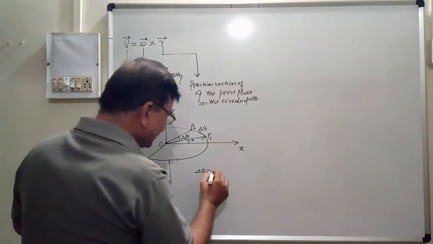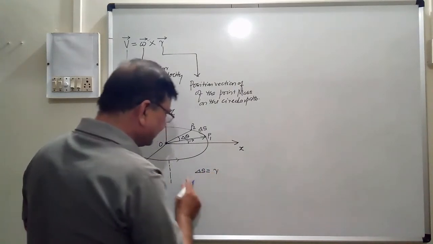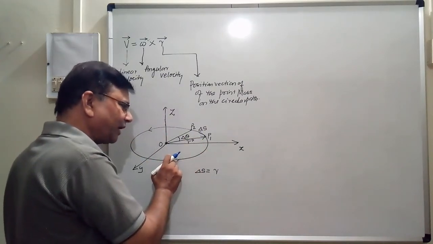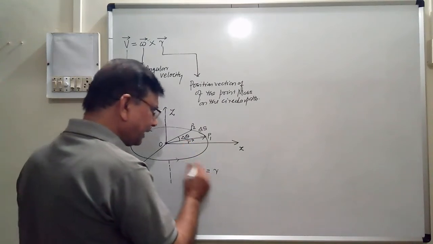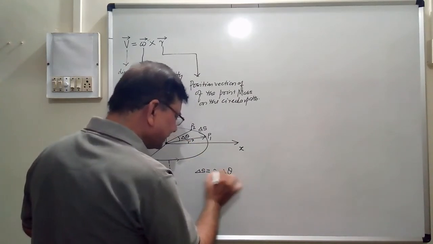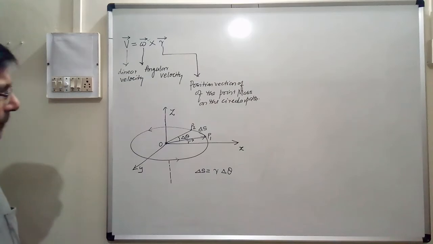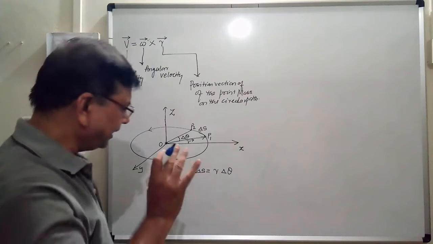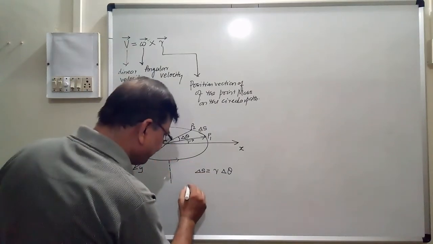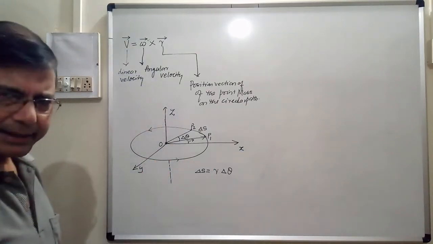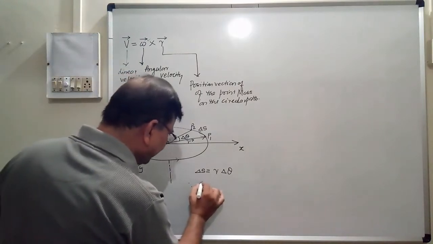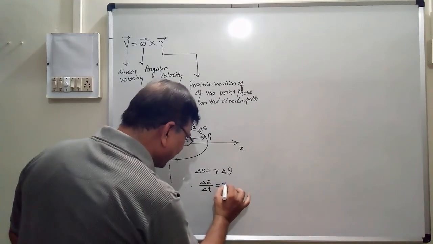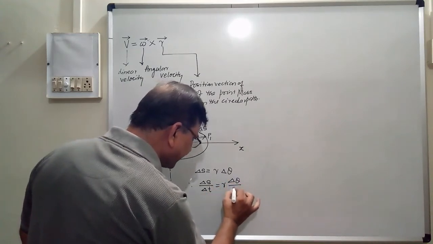Right, delta S is equal to R, the magnitude of the radius vector or position vector of P1, times delta theta, right? Suppose from P1 to P2 it has taken a small time, delta t. So we will divide both sides by delta t, and we get delta S upon delta t is equal to R delta theta upon delta t.